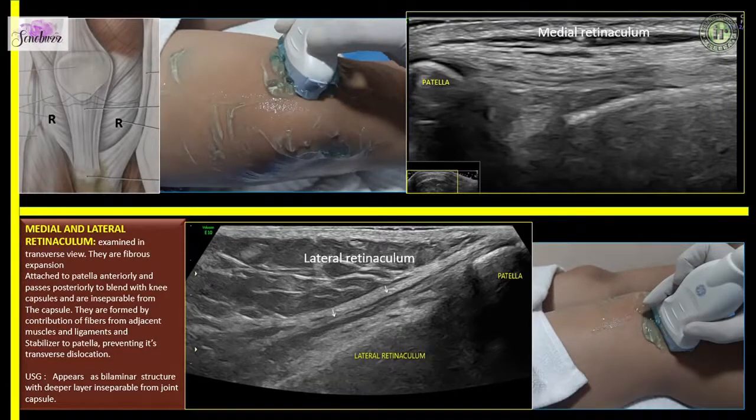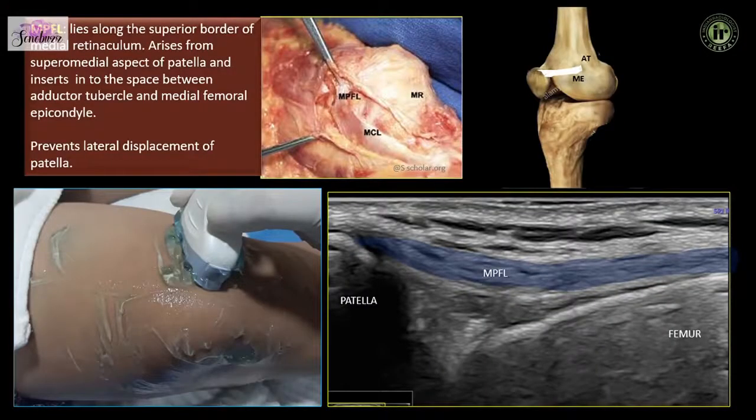Retinacula are demonstrable as a bilaminar fibrous sheet on either side of the patella in posterior oblique orientation, and they are inseparable from the underlying capsule and ligaments. They act as a stabilizer, hold the patella and prevent its lateral translocation. The most cranial fibers of the medial retinaculum are thickened and blend with the medial patellofemoral ligament that passes from the patella supramedially to get inserted into the femur between the medial epicondyle and the adductor tubercle.